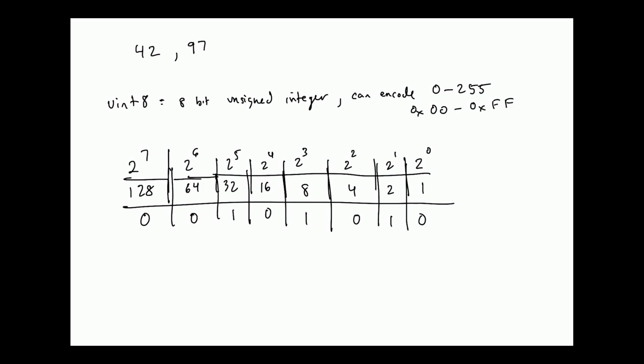So 42 as a base 10 number is equal to the binary number 00101010. If we wrote that in hex, it would be what? Take it 4 bits at a time. What's the left 4? 0010, that's 2. And what's the right one? It's an 8 and a 2, which is 10, which is A. So 0x2A is the hexadecimal.